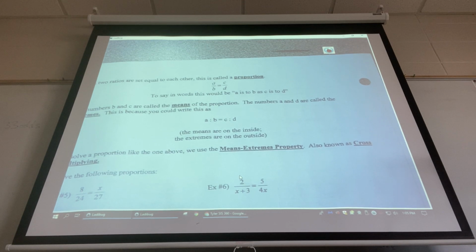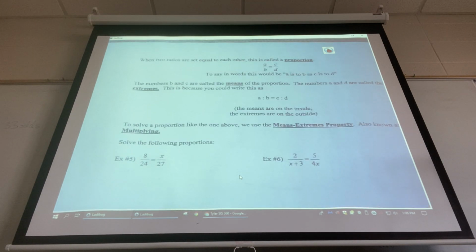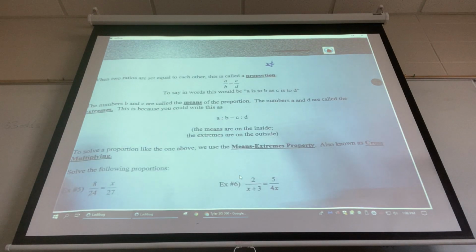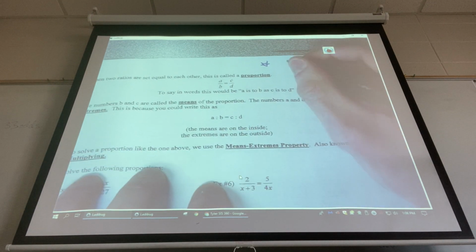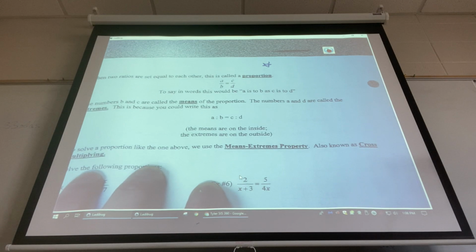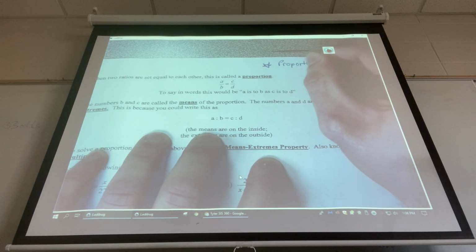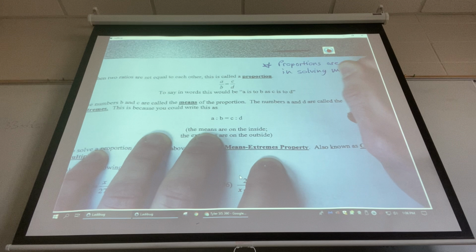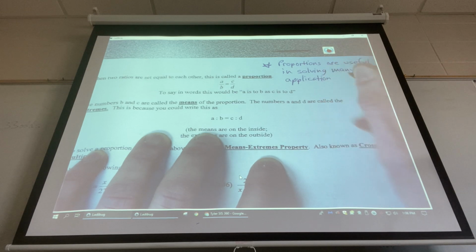Okay, well, next up, ladies and gentlemen, we're going to talk about proportions. And I want you guys to add something here. It says when two ratios are set equal to each other, this is called a proportion. I want you to write: proportions are useful in solving many application problems.